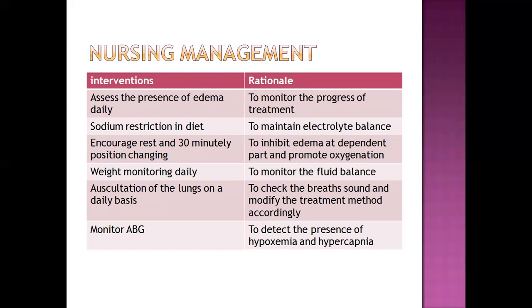Also, we can monitor the patient's arterial blood gas analysis, which helps us to find out the pressure of oxygen and the pressure of carbon dioxide in the body. So we can detect hypoxemia and hypercapnia.